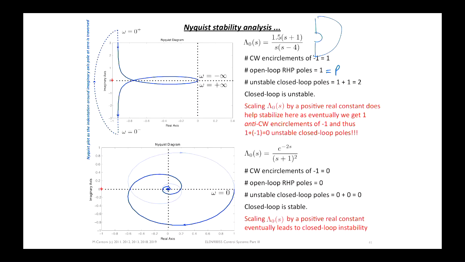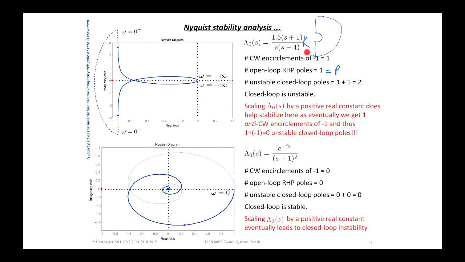All right. Now, let's say we scaled this again by a positive constant. That's going to shift that point to the other side of the critical point. And if we shift that to the other side of the critical point, it's like having the critical point inside here. And in that case, you would get an encirclement of the critical point in the anti-clockwise direction.